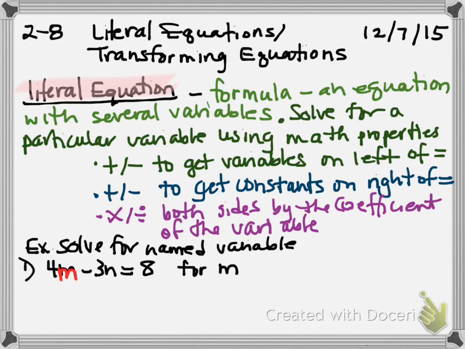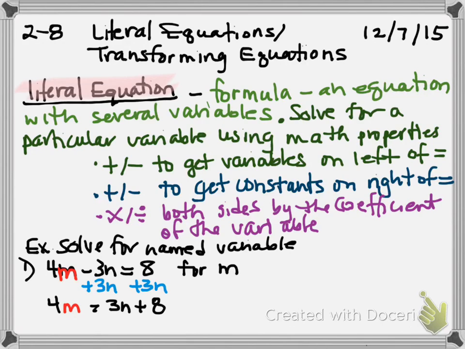Yeah, notice we add or subtract first. That's our first job. So we're going to get rid of the 3n, and the inverse of subtracting it would be adding it. Now, can I add 3n to 8? No, they're not like terms. So what I'm left with is 4m equals 3n plus 8, and it doesn't matter if you write 3n plus 8 or 8 plus 3n. I'm just so used to always putting my variable in the front and my constant in the back. That's what you're going to see me do every single time.